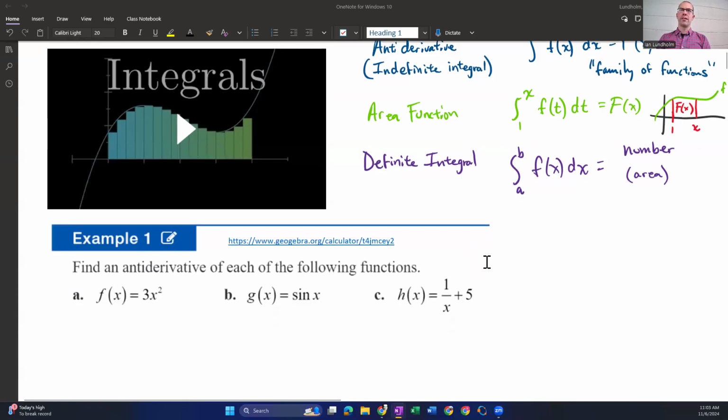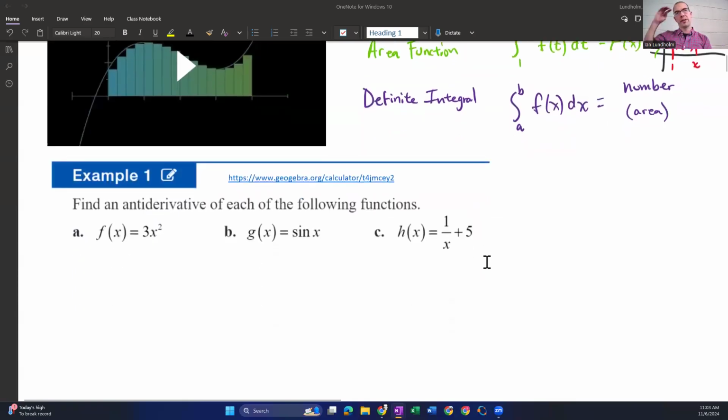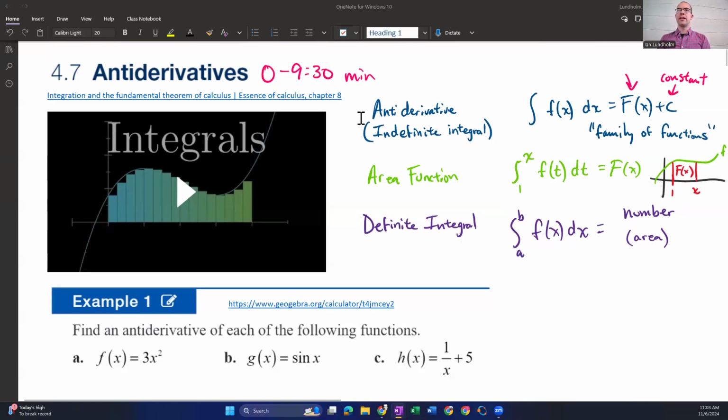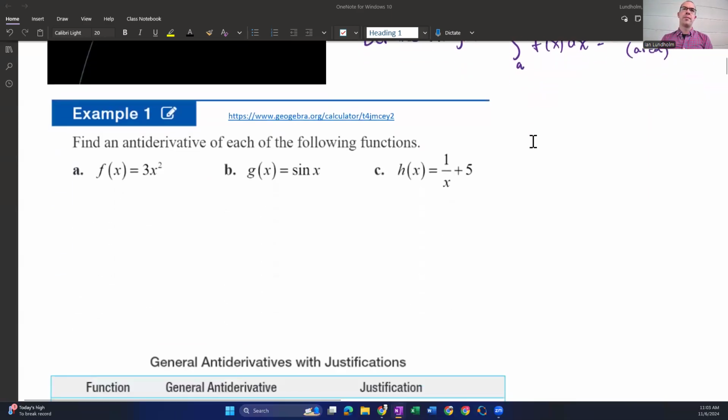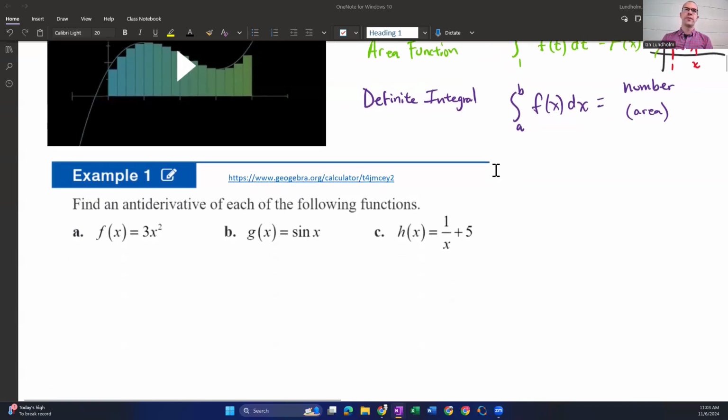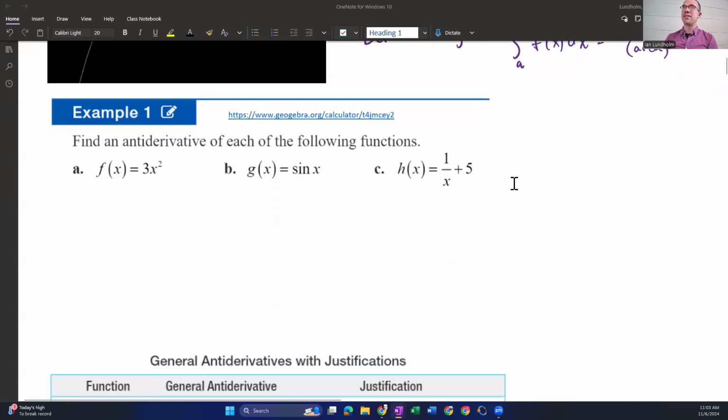So example one here, let's go ahead and focus in on finding some antiderivatives. We're just practicing finding that parent function. We're doing this part. It's an antiderivative, sometimes called an indefinite integral, if we were to utilize this notation. But this is the part where we're going to get plus c's. So if little f of x is 3x squared, we could make a big F of x by taking the indefinite integral.